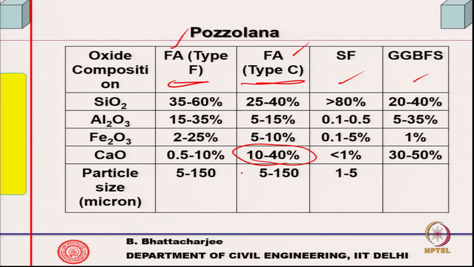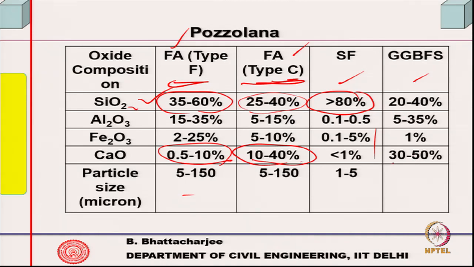Calcium carbonate can also be an impurity. So, when it is 10 to 40%, this is called type C. Type F has less of this, while type C has it higher. Obviously, this is less here, the rest all somewhat different. So, if you look at it, here this is 80% silica, and the rest are very small, in silica fume.